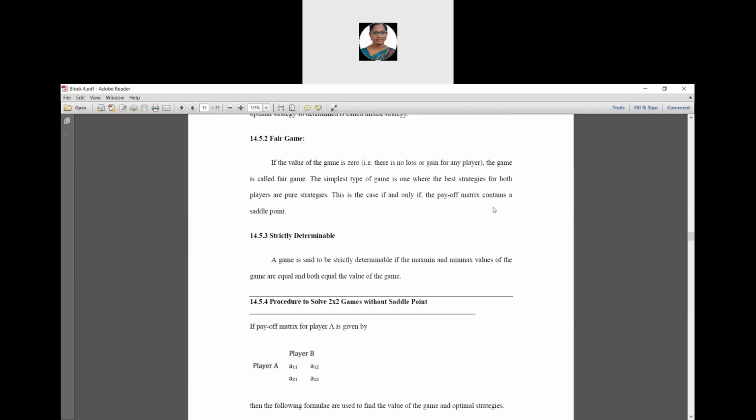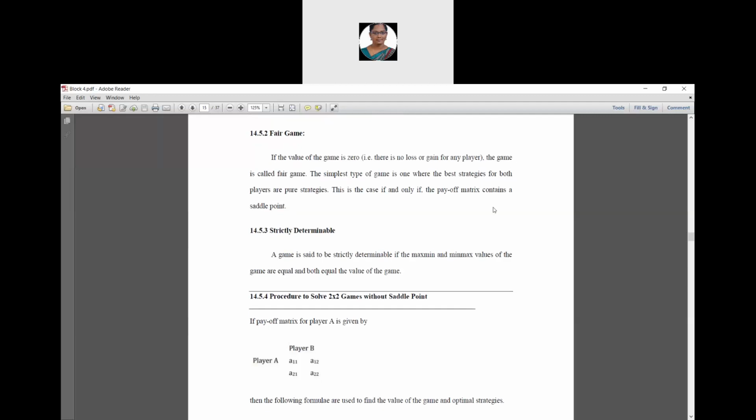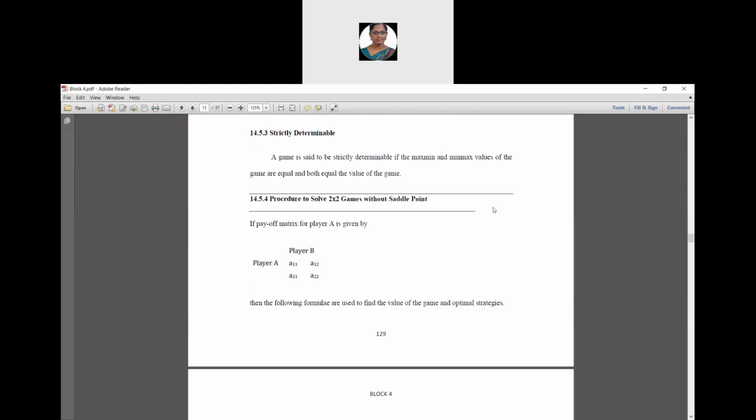The simplest type of game is one where the best strategy for both players is a pure strategy. This is the case if and only if the payoff matrix contains a saddle point. Next thing is strictly determinable. A game is said to be strictly determinable if the maximin and minimax values of the game are equal and both equal the value of the game.